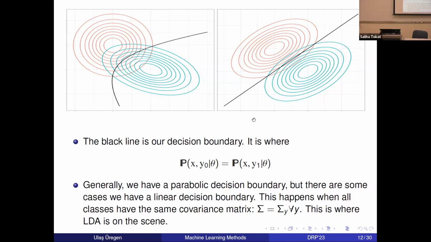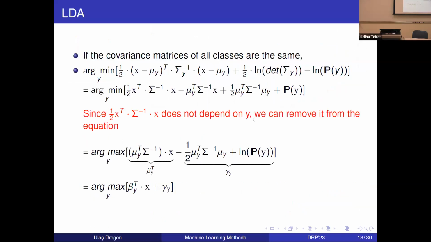We will investigate this straight line. How do we get it? Again, if the covariance matrices of all the classes are the same, we can do some simplifications and rearrangements in our probability function, and if we do that, we end up with an equation. The first term is the projection equation, and the second term is just a class-dependent constant.